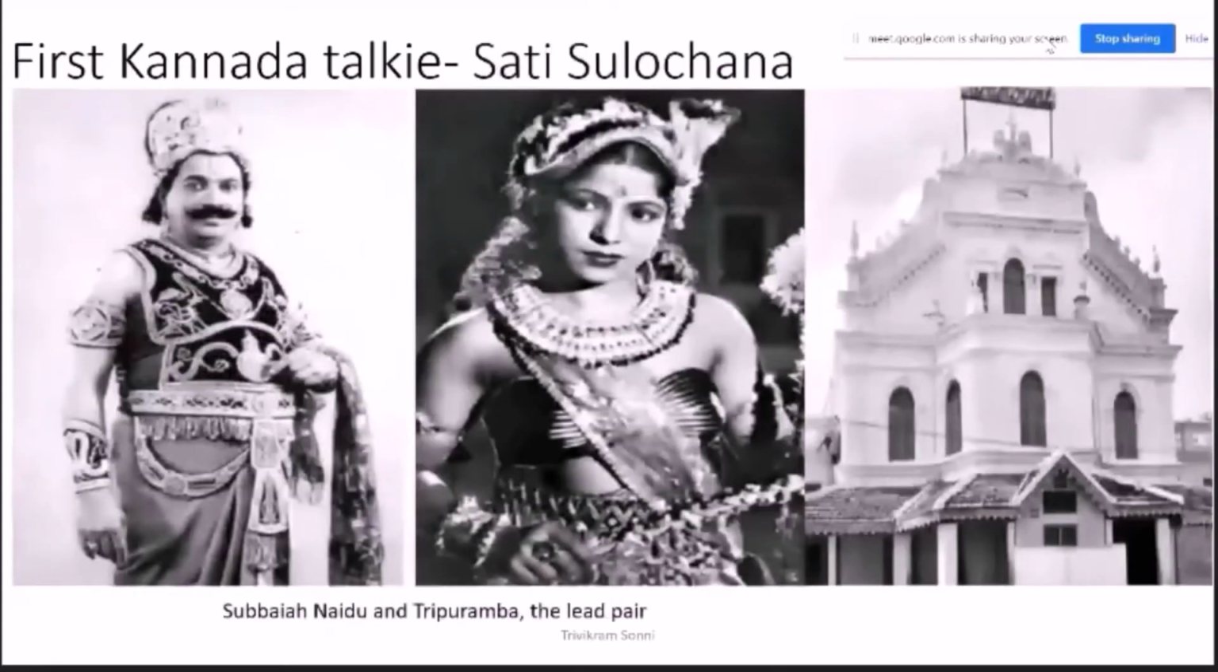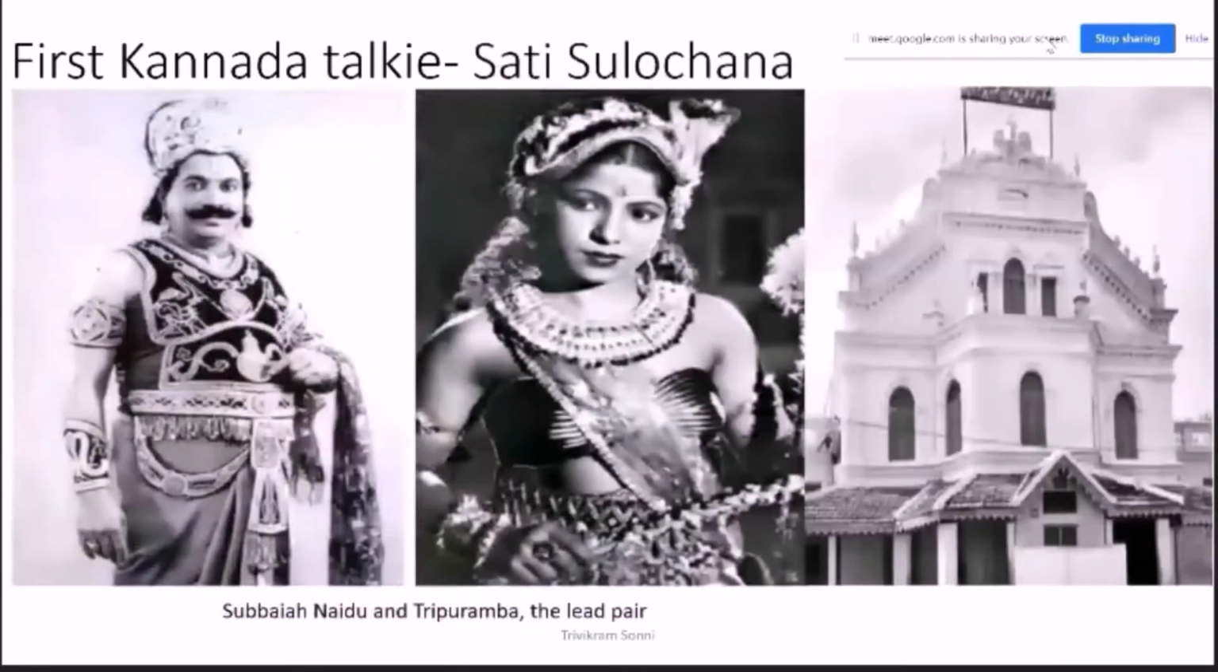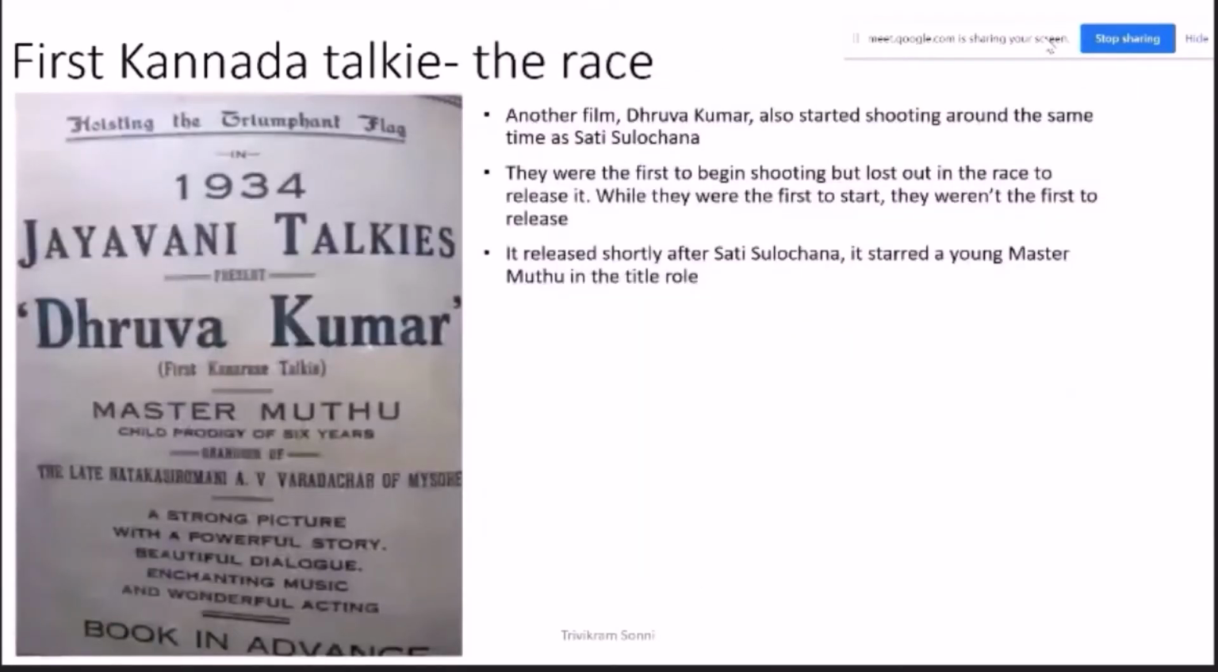Here, this thing we saw. Now there's an interesting thing, right? Because there was a race apparently. There was another film called Dhruvakumara, which also had been in the making. The posters are on the left hand side. This had started shooting before Sati Sulochana. But they weren't able to release it before Sati Sulochana. So that is why Dhruvakumar lost out on the race of being called the first Kannada talkie.